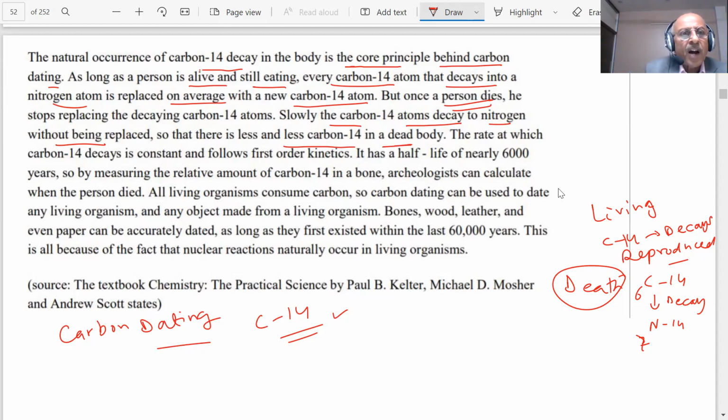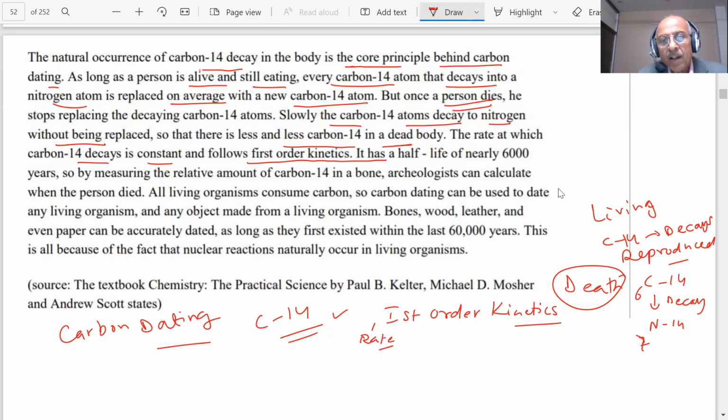The rate at which carbon-14 decays is constant and follows first order kinetics. Students, you already know, you have read the chemical kinetics chapter, the radioactive reactions are first order. What is the first order rate equation? First order, you have read, what we write: kt is equal to 2.303 log of C0 by Ct. This is the equation already. If you don't know, check the first order kinetics.